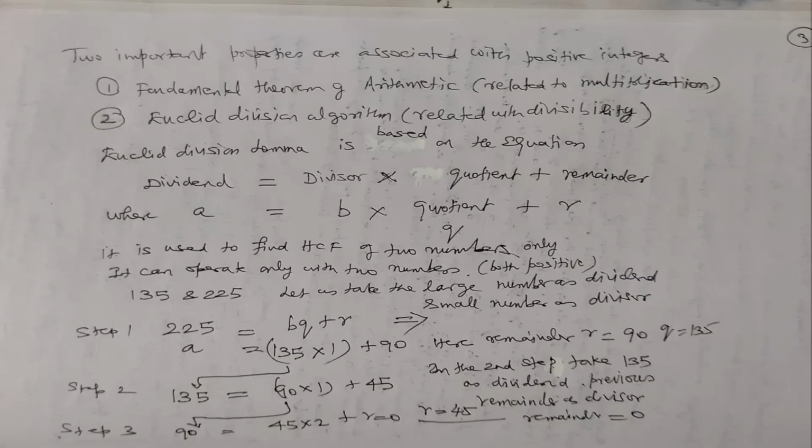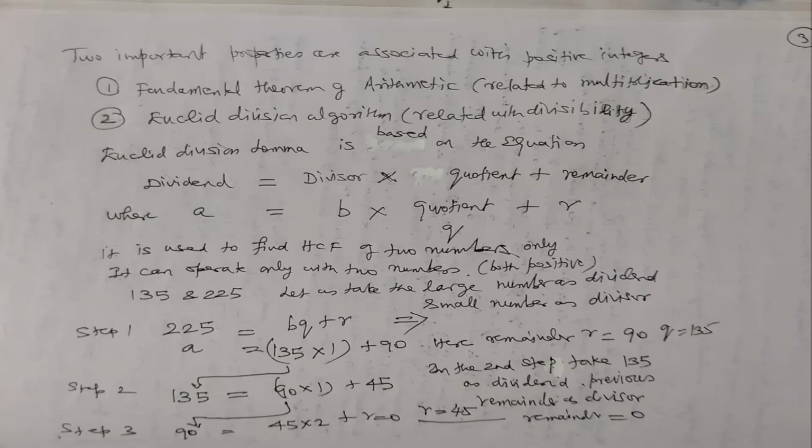So let us take, for example, numbers 225 and 135. Let us take the large number as dividend, that is A, and the smaller number as the divisor, that is B in the formula. Step 1, 225 is equal to BQ plus R, that is 225 is equal to 135 multiplied by 1 plus 90. So here we get the remainder as 90. Now this 90 becomes the divisor in the next step. And the previous divisor becomes dividend in step 2.